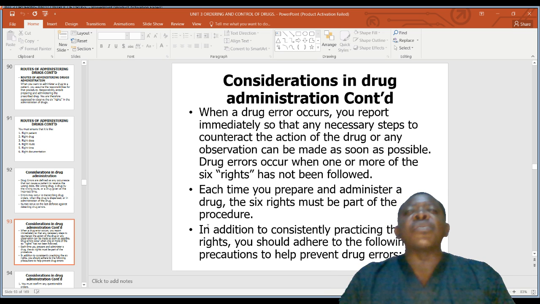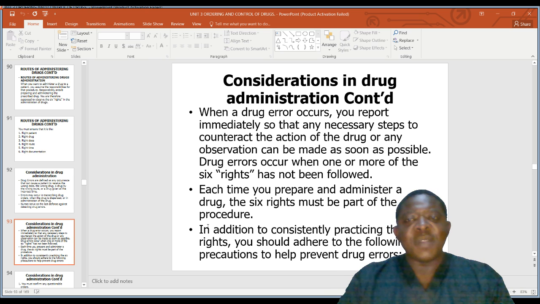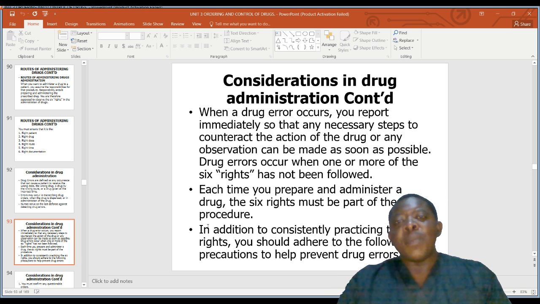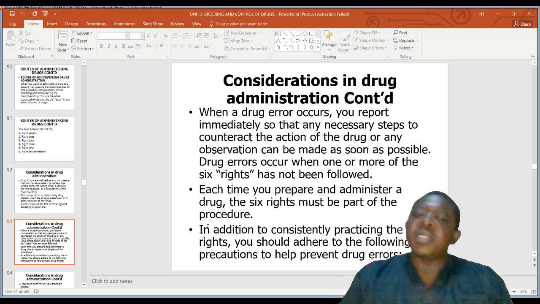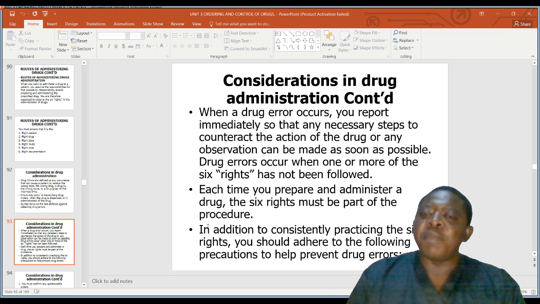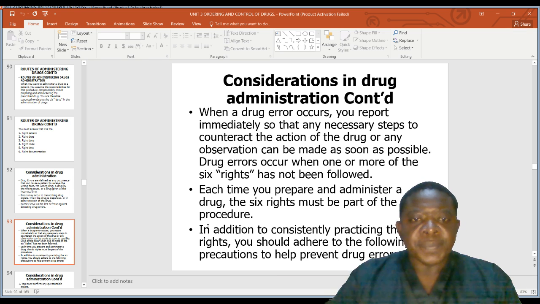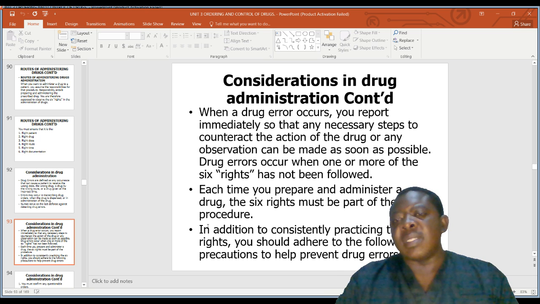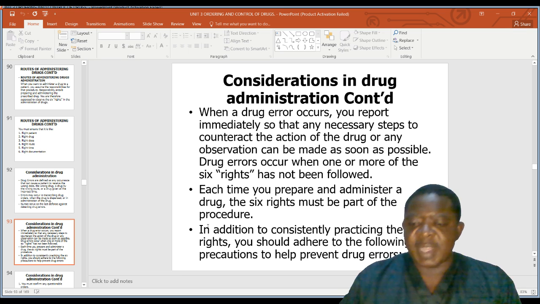So you have to read the name. If the six rights have not been followed, then you may make an error. So each time you prepare and administer a drug, the six rights must be part of the procedure all the time so that you avoid drug errors. In addition to consistently practicing the six rights, you should adhere to the following precautions to help prevent drug errors.